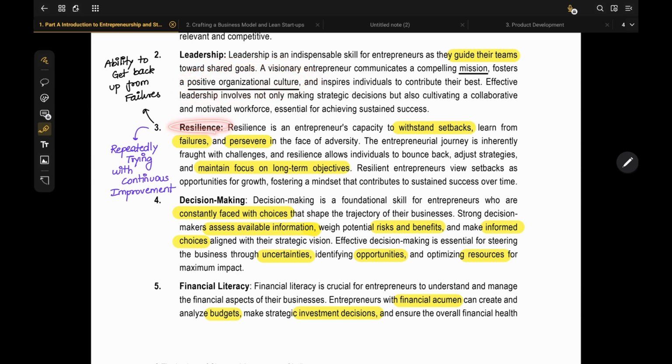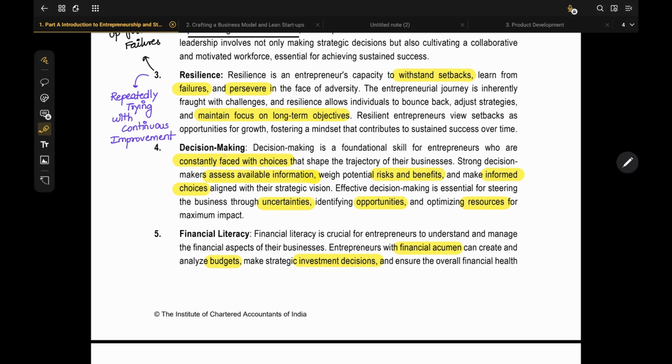And then resilience, as I already said, is the ability to get back up from failure. You have to withstand setbacks, face failure, and maintain focus on the long-term objective. You should not become demotivated and leave the industry. You should get back up and do the business in a more improved manner. You should learn from your failure and do the business more properly than before. You should repeatedly try with continuous improvement. This is called resilience.